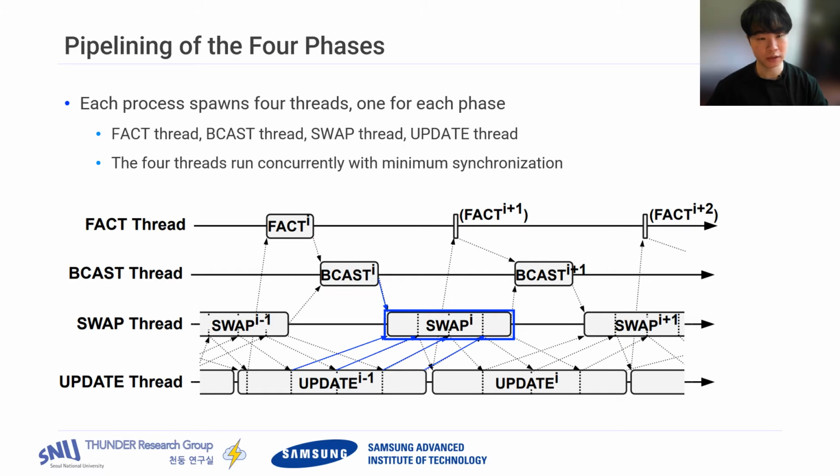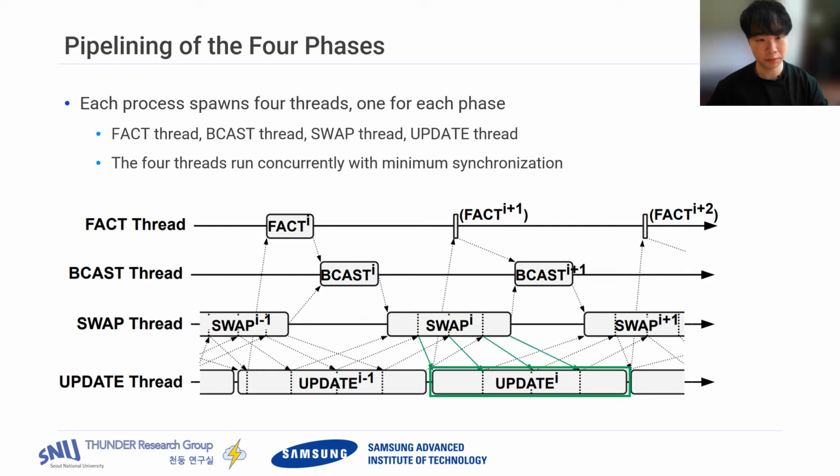The swap thread waits until the Bcast phase in the current iteration finishes. Then, it interchanges rows of the trailing submatrix chunk by chunk. For each chunk, it also waits for the previous update phase of that part to finish, so it performs row swapping with up-to-date data.